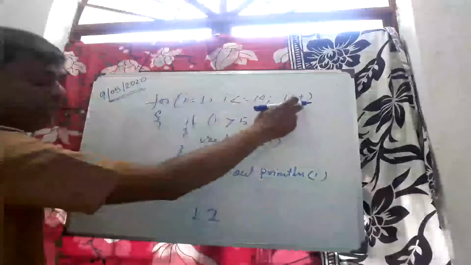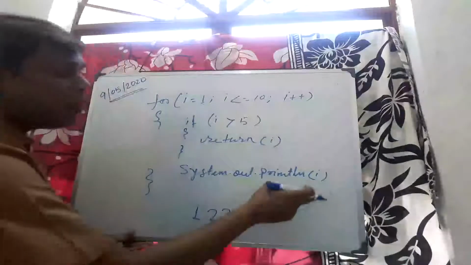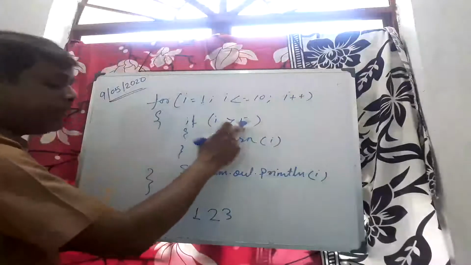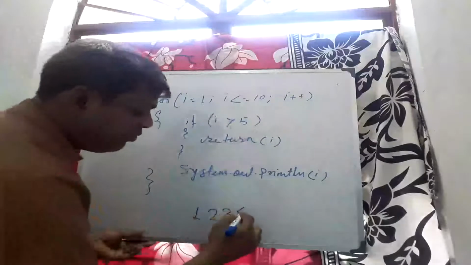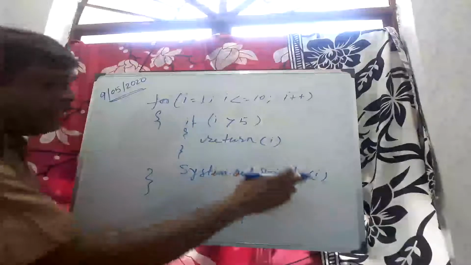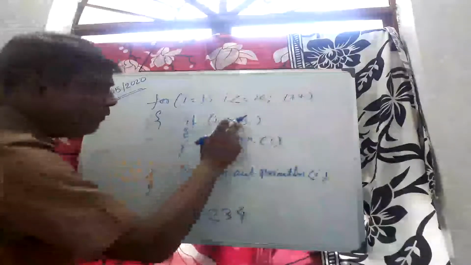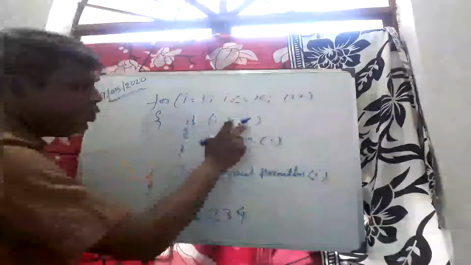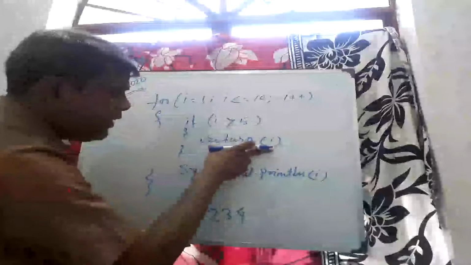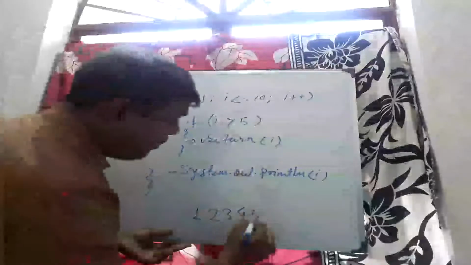Again, it will increase to 3. Again, not greater than 5, it will print 3. The value of i will be increased by 1 now. The value of i is 4. It will check, is it less than 5? Yes, it's less than 5. It will print 4. The value of i will be increased again. Then it is 5. Now it will check, is it less than 5? Yes, it is not greater than 5. The control will not come to this block. It will print 5.